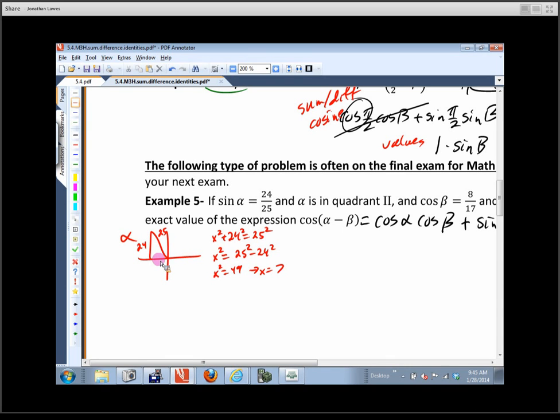Peyton, F for the day, looking at Brandon's paper. Anything wrong?